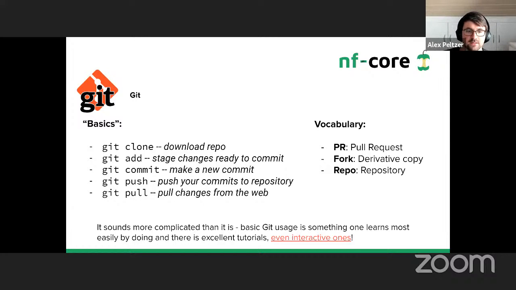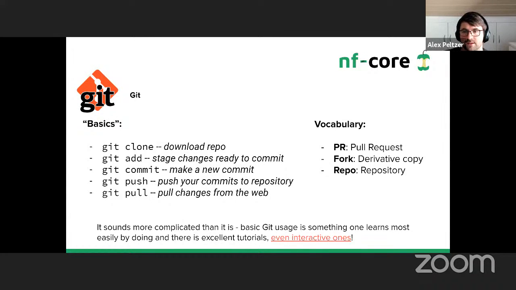Then I can also git push, which means push these changes to the repository. And if somebody else did some changes in the web, for example, on a repository that I actually want to integrate with my local copy of the repository, I can do a git pull, which will pull these from there.